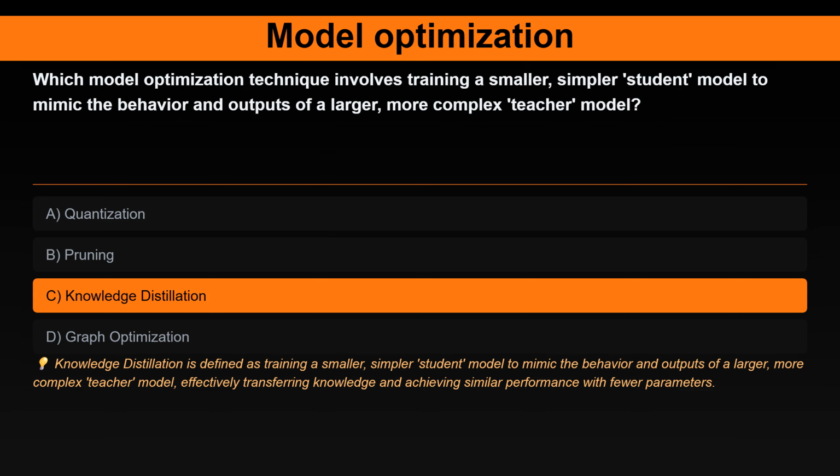The correct answer is knowledge distillation. Here's the explanation. Knowledge distillation is defined as training a smaller, simpler student model to mimic the behavior and outputs of a larger, more complex teacher model, effectively transferring knowledge and achieving similar performance with fewer parameters.